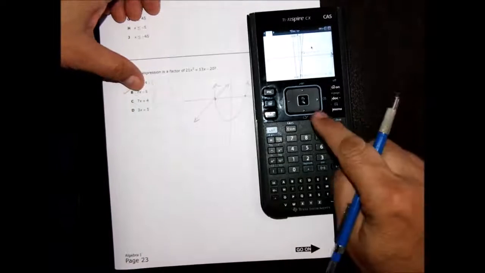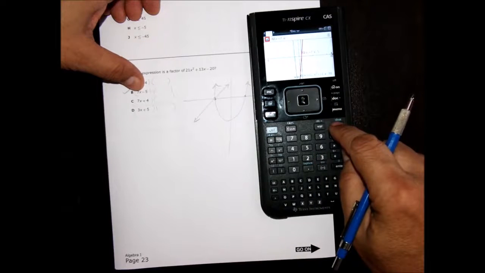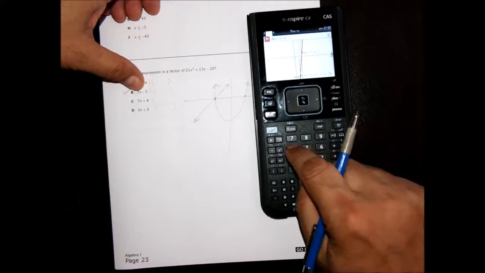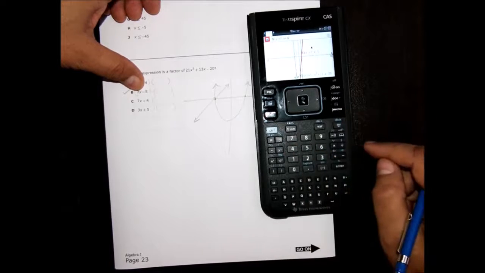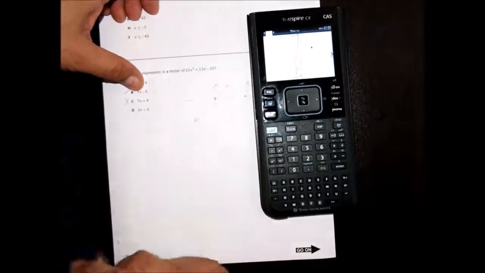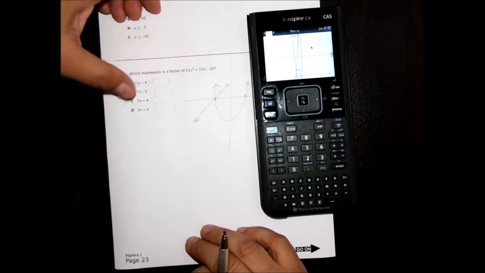Okay. I'm going to press tab and check the other ones. Arrow up. Delete that out. I'm going to go 7x plus 4. And enter. This one is in between the 2 solutions, so we know it's a bad choice. It's not a solution to this graph. It's not a solution as a factor.